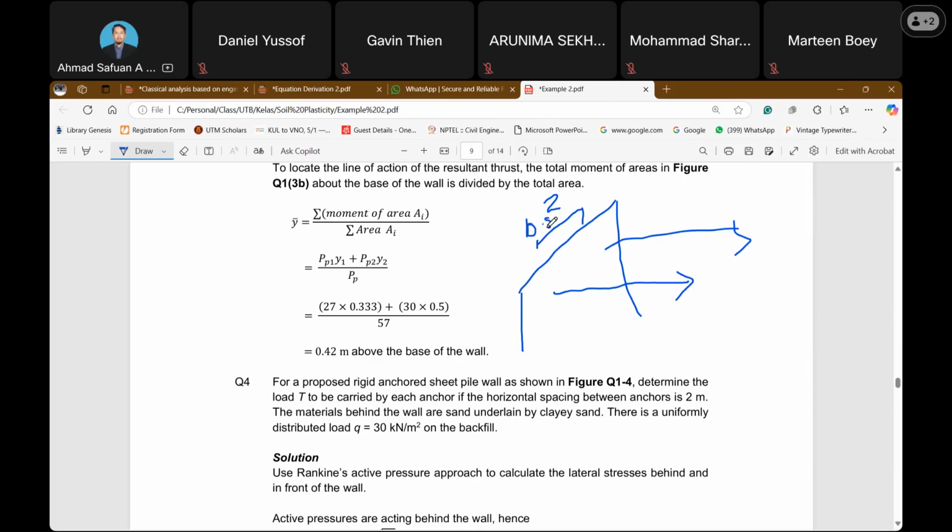For this case, for every 1 meter, we need to multiply by 2, because the spacing is 0.5. So for every 1 meter, we need to multiply by 2. So that is how we deal with the anchoring system. If the spacing is 2 meters, we install an anchor every 2 meters. On how to calculate the capacity of the anchor, for every 1 meter, we need to divide by 2.